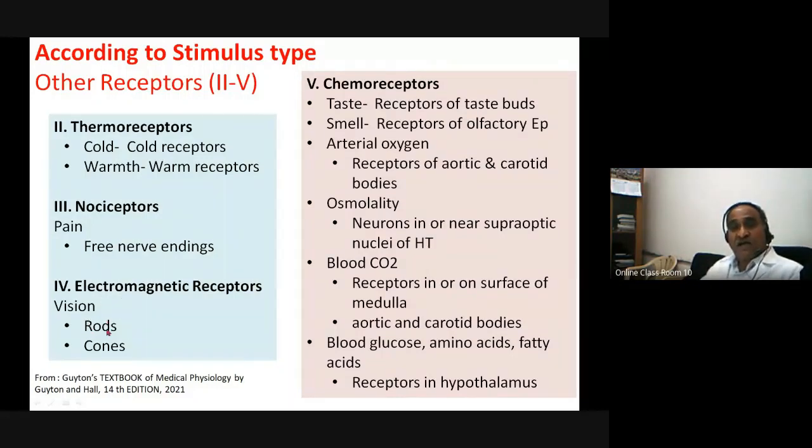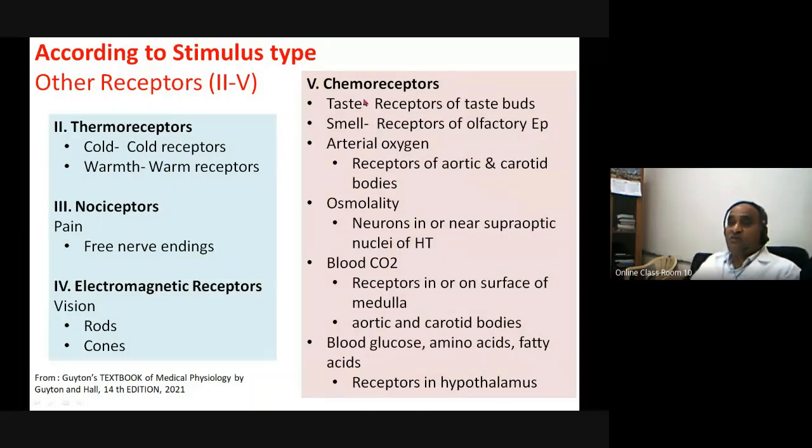Then you have photoreceptors; they are highly sensitive. They detect even a small magnitude of light, a small quantity of light. The cones are for daylight, and the rods are for night light. That is scotopic and photopic. So these are the rods and cones. They detect the light sensation. Then we have chemoreceptors.